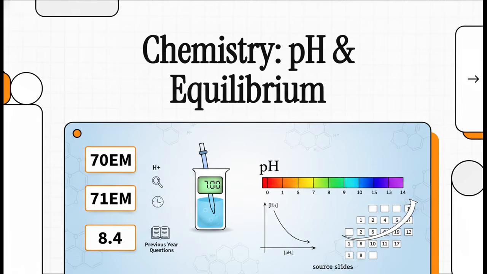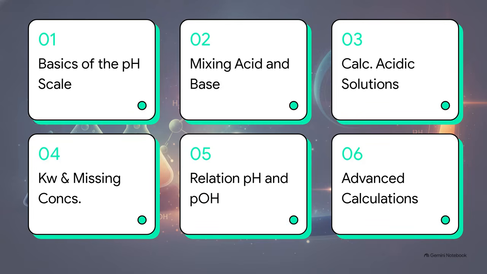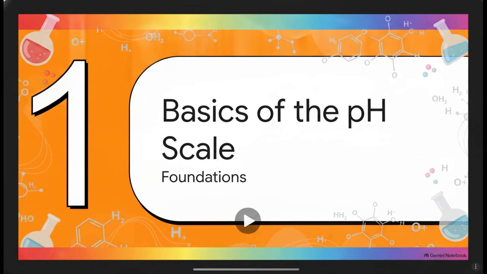Let's get to it. Okay, let's dive into this agenda. We've got basics of the pH scale, mixing acid and base, calculating acid solutions, Kw and missing concentrations, the relation between pH and pOH, and finally, advanced solution calculations. This is basically our roadmap for the escalating complexity curve we're about to tackle, from basic definitions right up to advanced mixing problems.